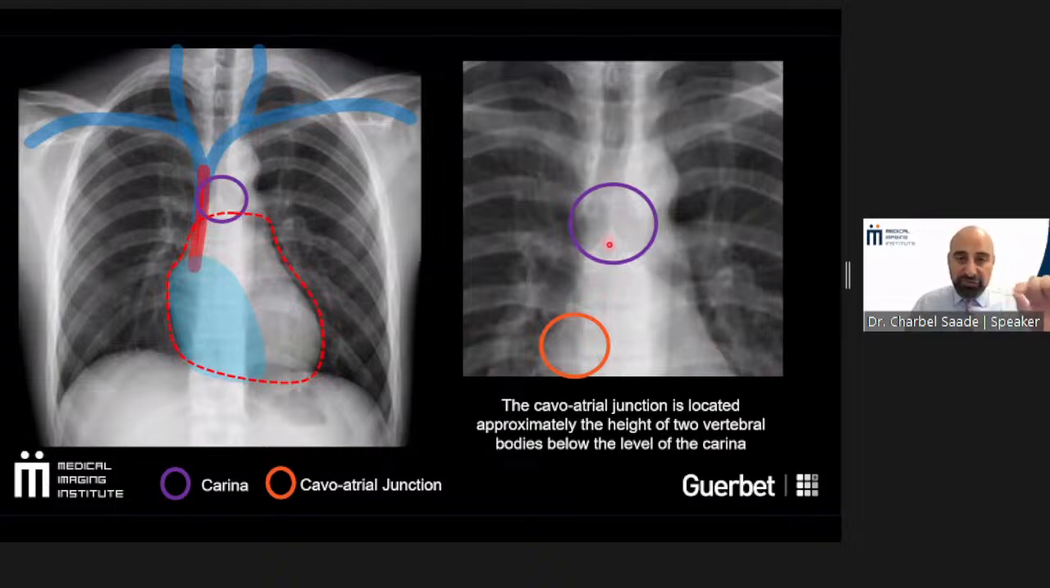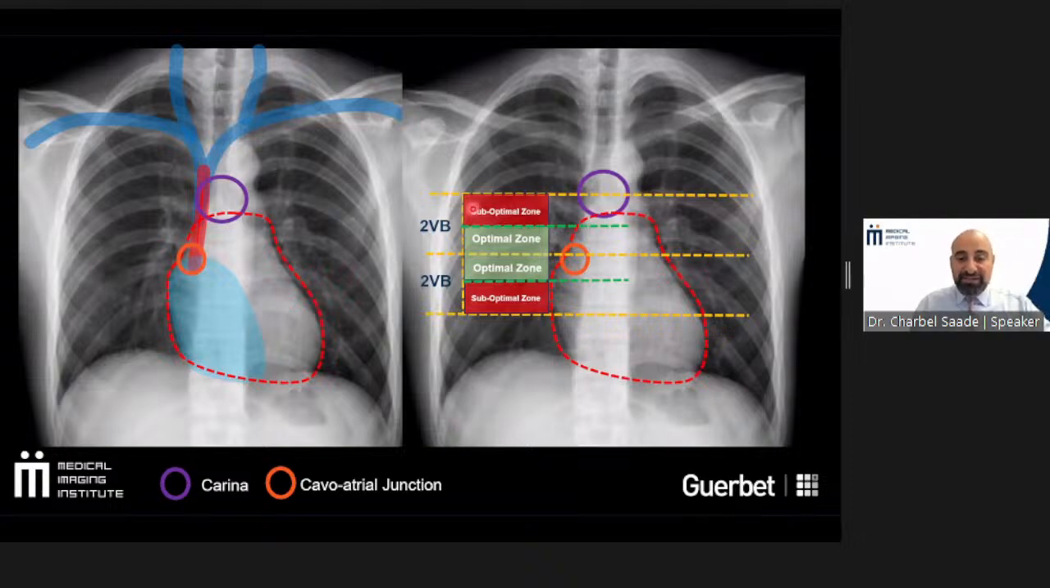So when you're looking at your topogram, the whole point is to identify your carina. And then from the carina, you go down two vertebral bodies. So we've got one here, two there. This is the cavo-atrial junction. And this is the exact spot and location where it should be.